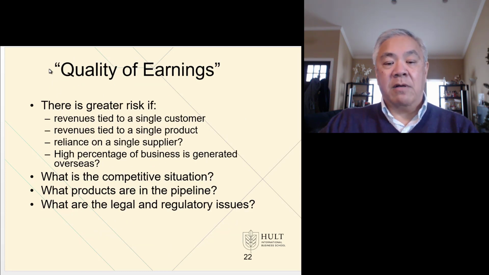The other thing you'll hear is a phrase called quality of earnings. And that means that different companies have different sustainability of their revenues and profitability. And here are some red lights.